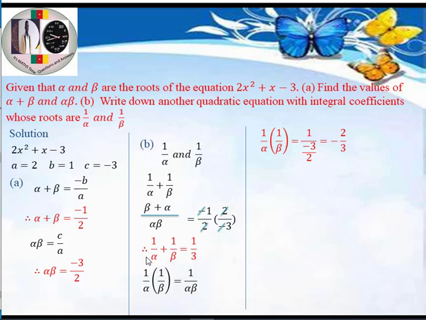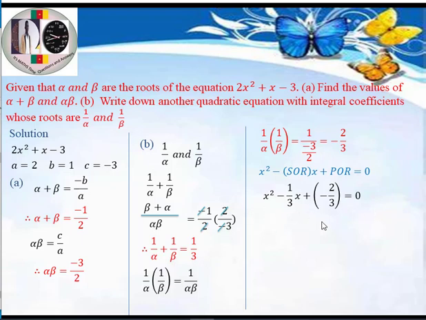So the new sum of root is 1/3 and the new product of root is minus 2 over 3. But our new equation is always of the form x squared minus sum of root x plus product of root equals to 0. Therefore, our new equation will be x squared minus sum of root, which is 1/3, so 1/3 x, plus product of root, which is minus 2 over 3 equals to 0.